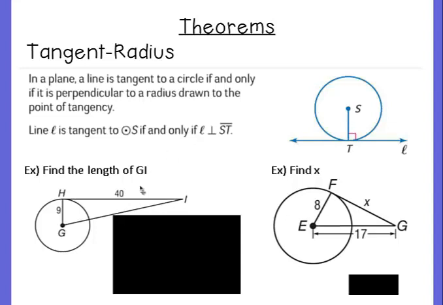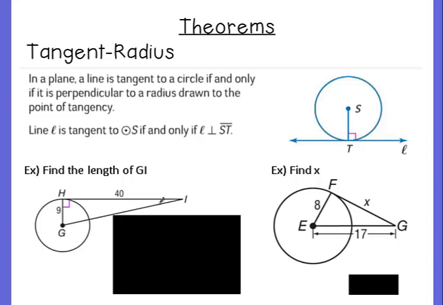So if you hop on over to the examples pages for 10.5, we can use this rule to help us find missing values. So if you notice in the first example, HG is a radius, HI is a tangent line. So our radius and our tangent line are intersecting at that point of tangency. They're going to create a right angle. They're going to be perpendicular. So this is a right angle. Oh my gosh, now we have my favorite thing ever, a right triangle.